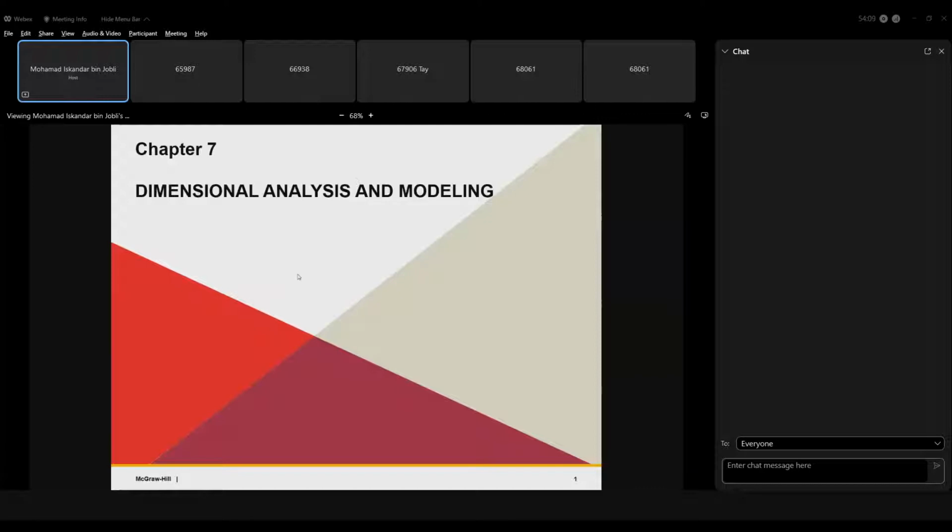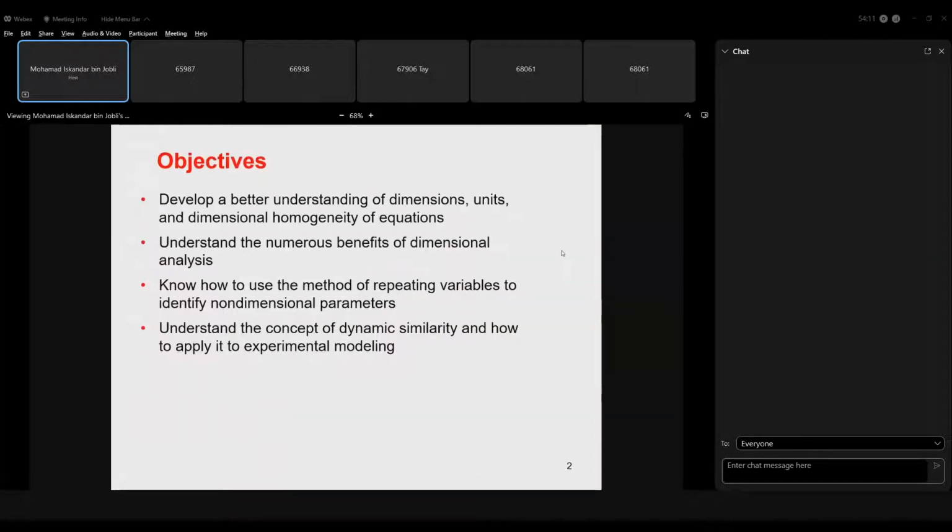Chapter 7. Now, these are the objectives of chapter 7 of the textbook, like I told you, the textbook that we use. The first objective of today's lecture is to develop a better understanding of dimensions. Like I told you, you have to understand the dimension first. When you have dimensions, then you have units to address the dimension. And then we shall study about dimensional homogeneity.